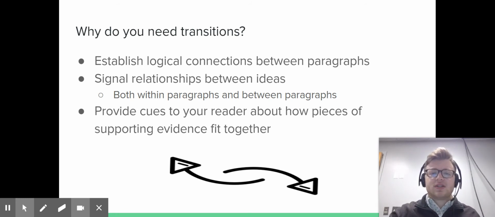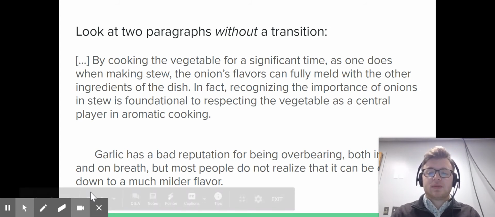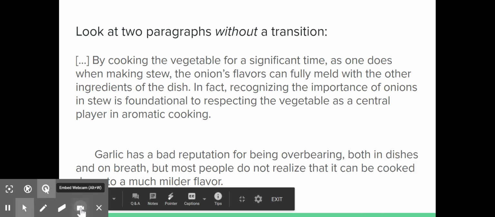So give these transitions to let a through line happen for your readers. Take a look at these paragraphs. We're going back to my onion example. Take a look at these paragraphs without a transition. Okay, this isn't terrible, but it would be so much better if there was a way that we could connect the two of them together.